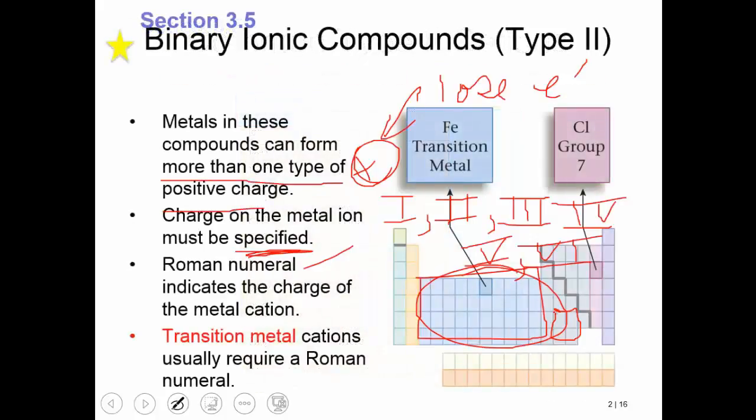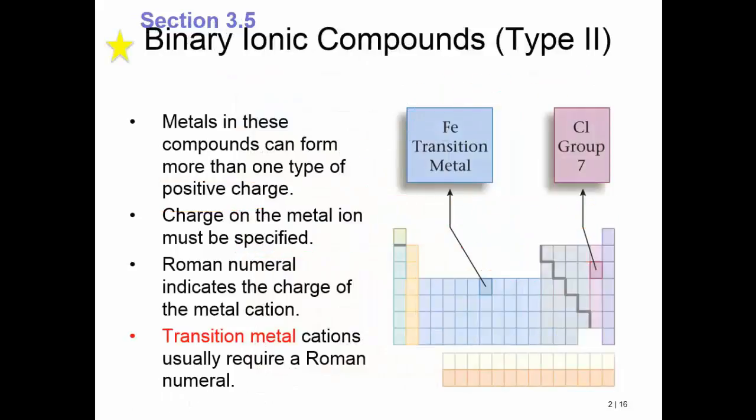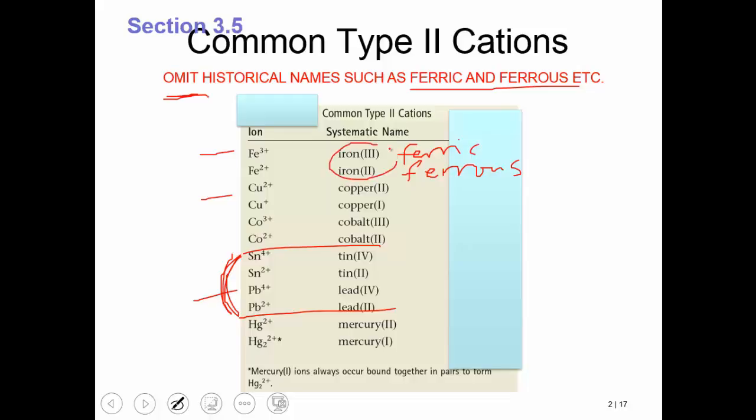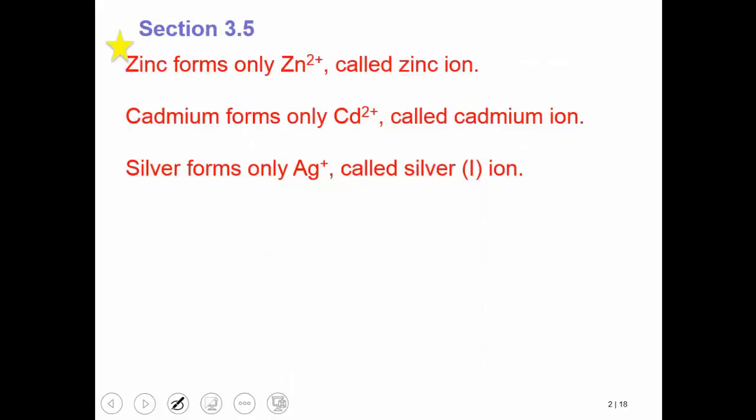Cobalt, lead, tin, these are not found in the transitions. They're actually found over here, lead and tin, but they do have the Roman numerals behind them. And then historically, there were names such as ferric and ferrous. So this would be ferric, and this would be ferrous. Those are historical names. We try to move away from those. And so I say omit the historical names. You don't really need to know that. We're going to use these Roman numerals.